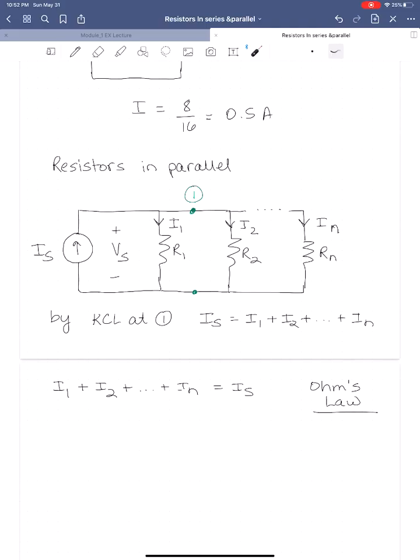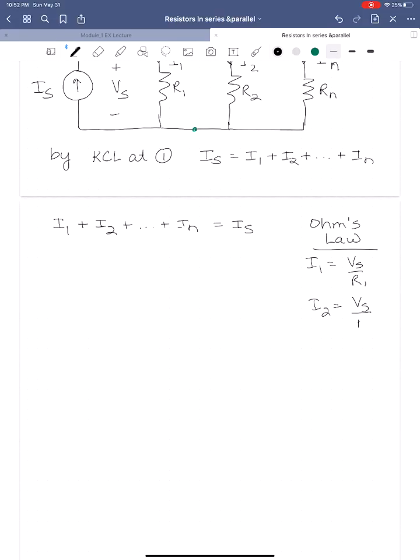And now we're going to look at Ohm's law for the resistors. V sub S is the voltage drop across each one of these resistors. So we can write the current expressions as I1 is equal to Vs over R1, I2 is equal to Vs over R2, and all the way out to I sub N is equal to V sub S over R sub N. We substitute these Ohm's law equations into the left-hand side, so we have Vs over R1 plus Vs over R2 all the way out to Vs over R sub N is equal to I sub S.